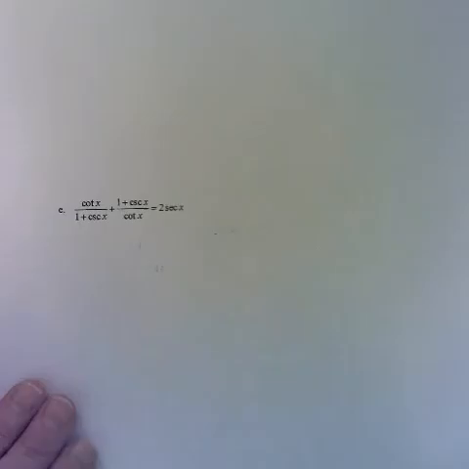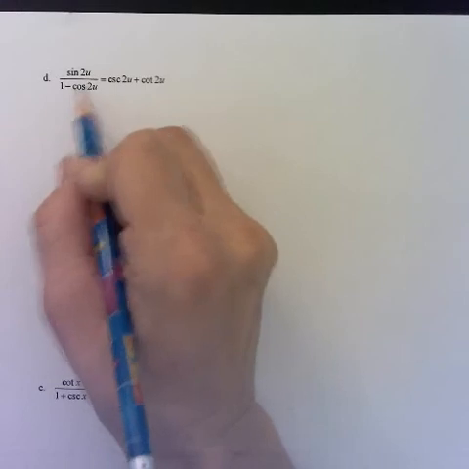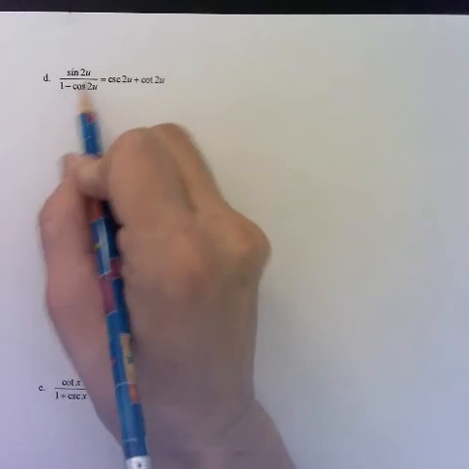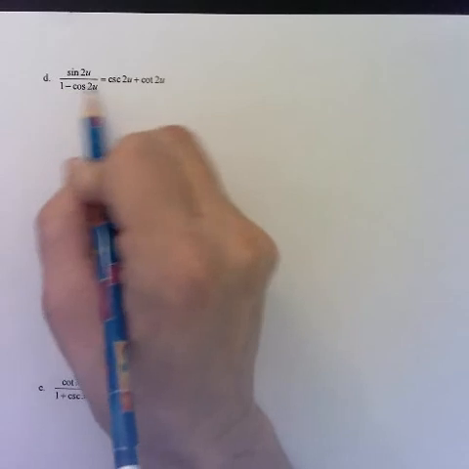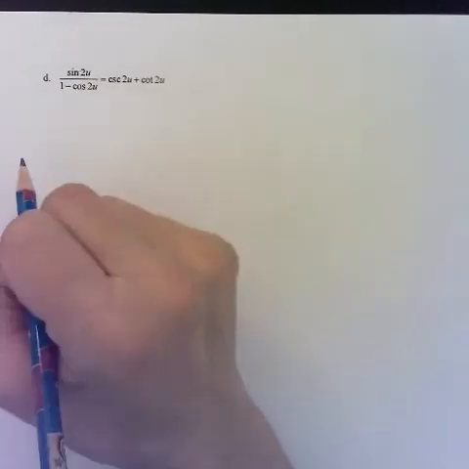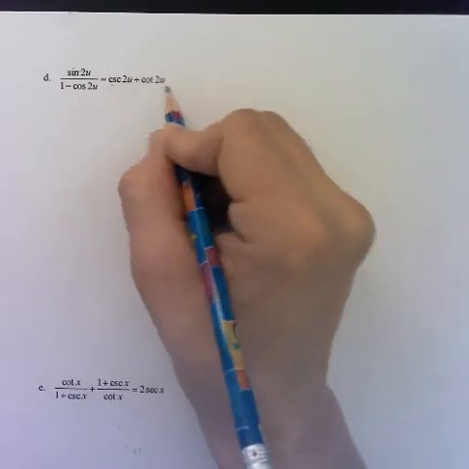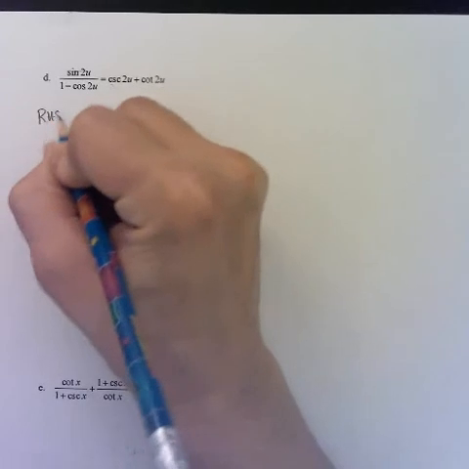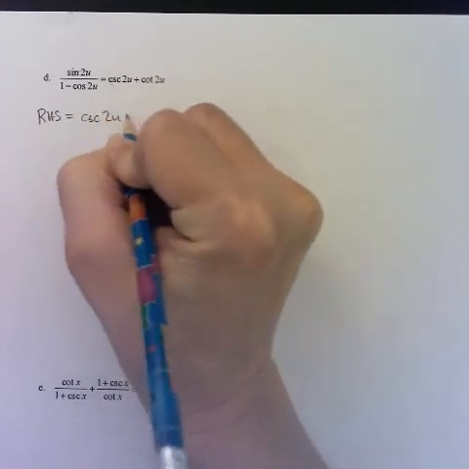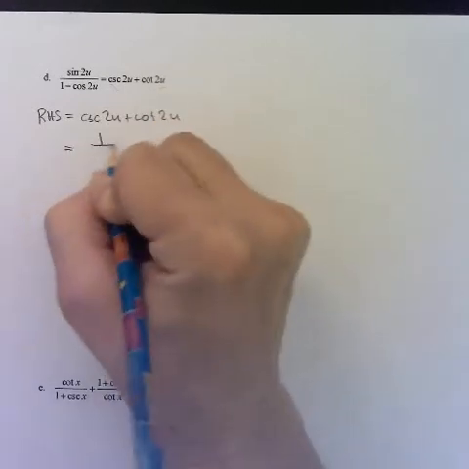All right, part D. Okay, so on this side, everything's in sines and cosines. There are not two fractions to add up. You can't split this up into two fractions because there's only one term in the numerator. So you might want to start with the right-hand side this time, because that side we can write in terms of sines and cosines.